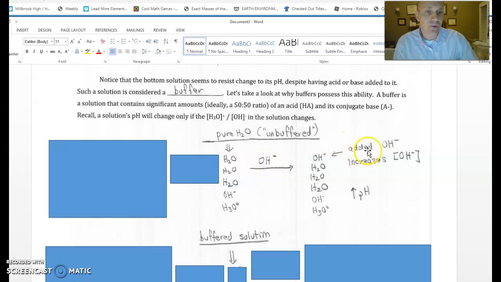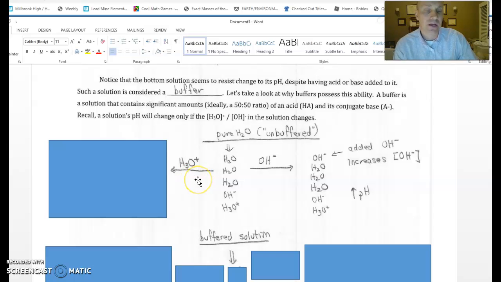All right. So recall, what changes the pH? It's going to change if the relative amounts of H3O+ or OH minus change. And notice we have changed the amount of one of those. We now have more hydroxide in the solution than we did before. So the added hydroxide increases the concentration of OH minus, and therefore that causes an increase in the pH.